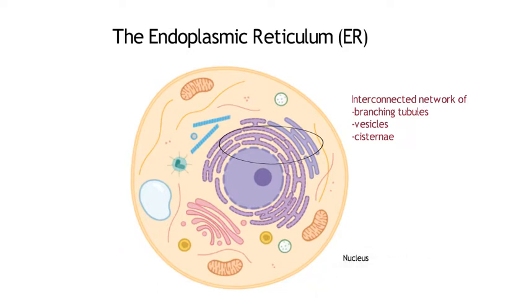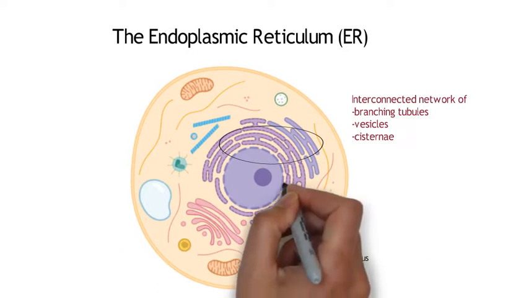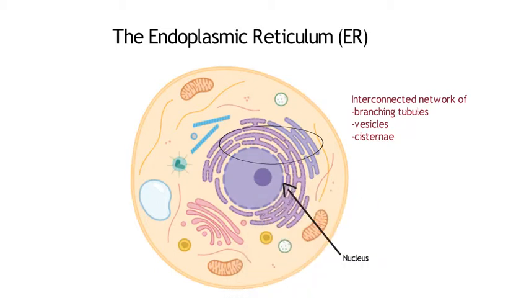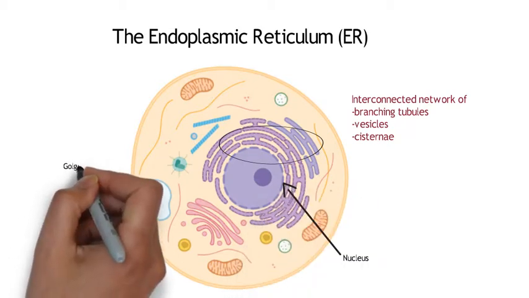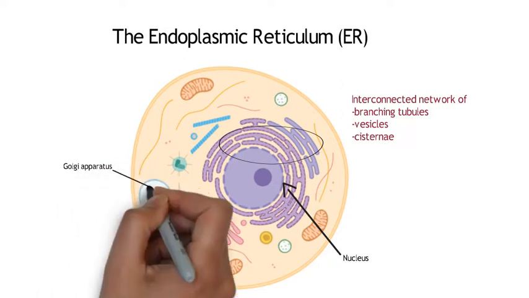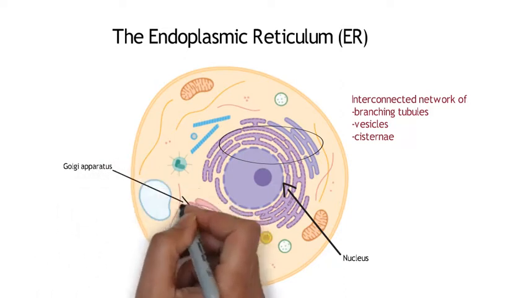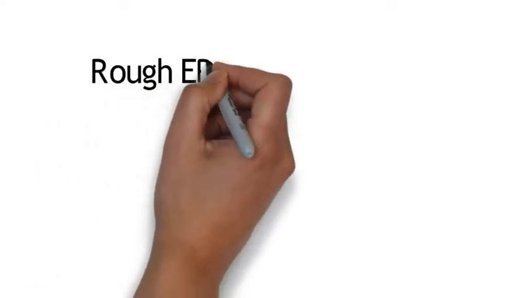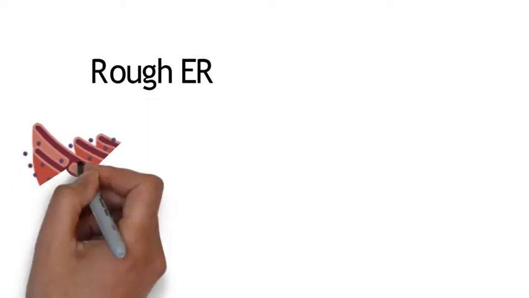The ER is connected to the nuclear envelope, and it's also closely associated with the Golgi apparatus. Based on its appearance under the microscope, the ER can be divided into the rough ER and the smooth ER. So let's look at the rough ER first.